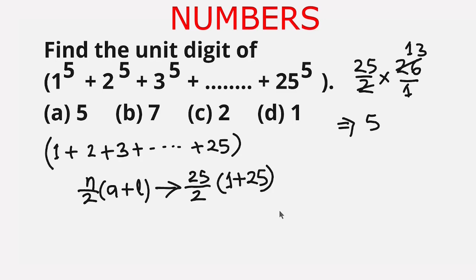And if we know the property that every digit repeats itself after every fourth power, and when we divide 5 by 4, the remainder is 1, we get the solution very easily. And from the given options, our answer is option A, 5. I hope you have understood the method of solving such type of question. We go to the next question.